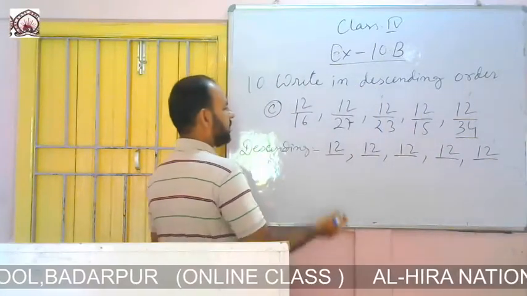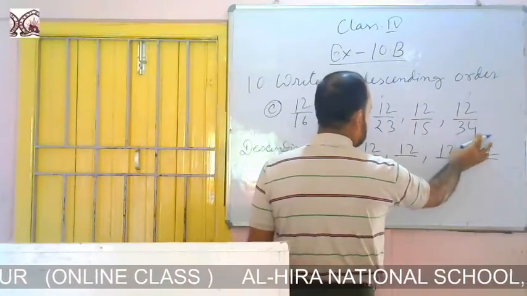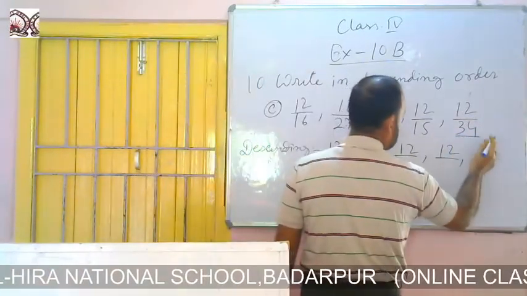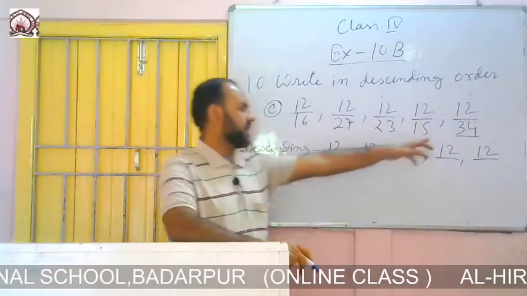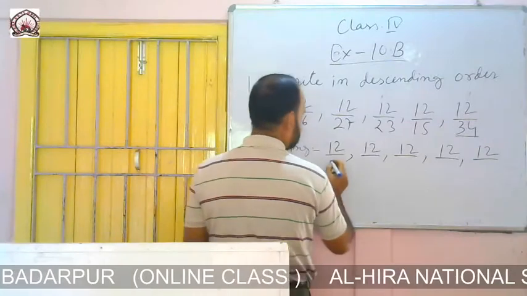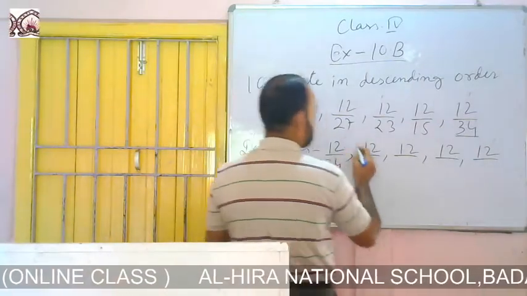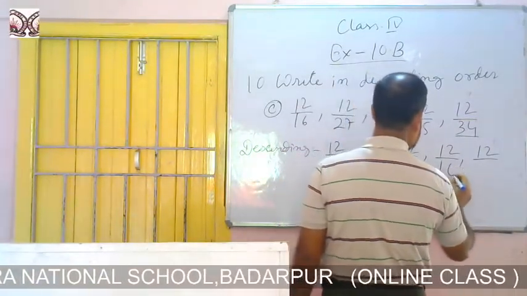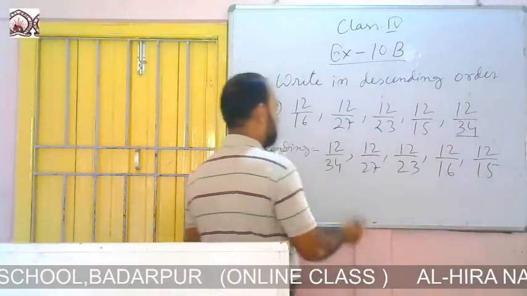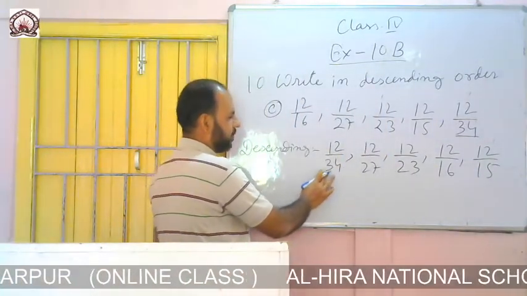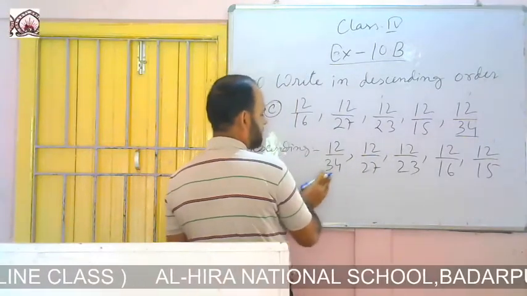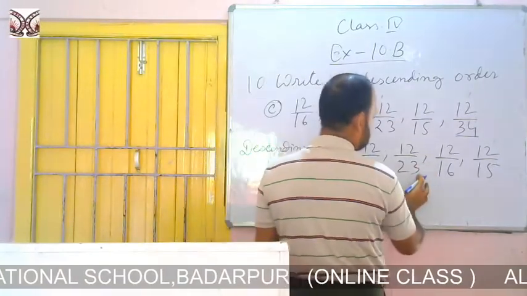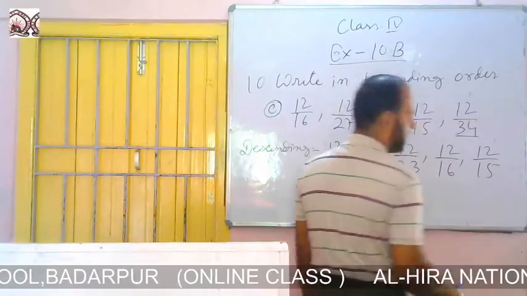Now we write these denominators in descending order. The greatest denominator is 34, then 27, then 23, then 16, then 15. So 12 by 34 is the smallest fraction. Next 12 by 27, next 12 by 23, next 12 by 16, next 12 by 15.